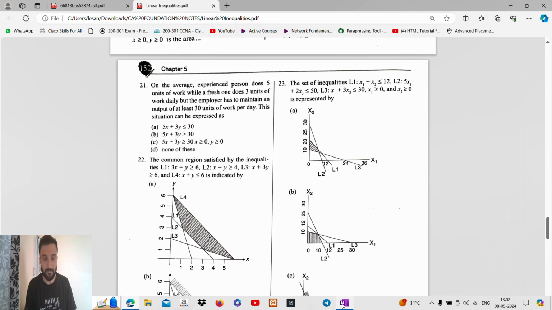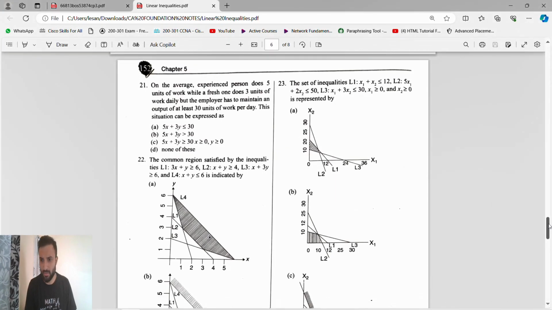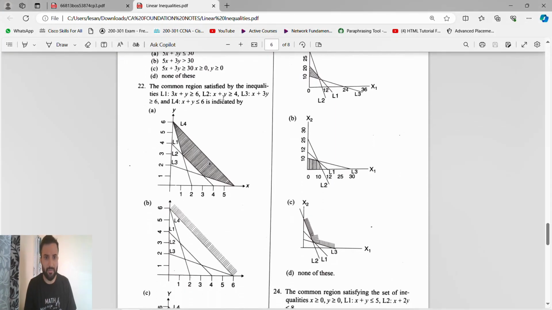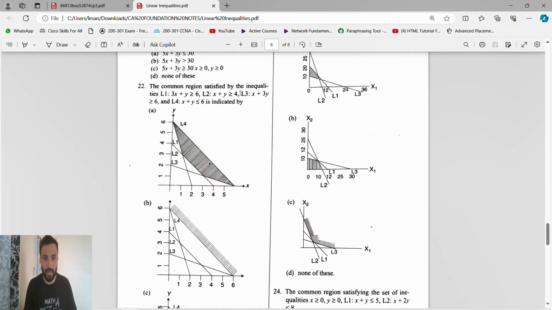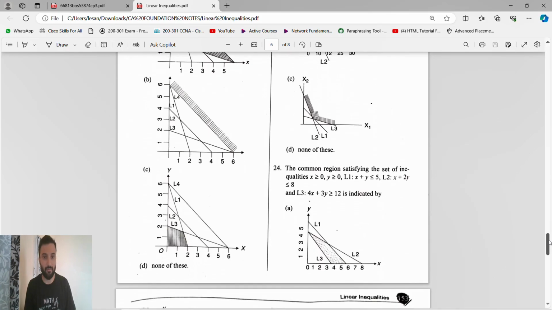Like this, guys, see this question number 22. They have given the equation. Line 1 is this equation, line 2 is this equation. Then line 3 has this equation, line 4 has this equation. Means they will give the equations. From the equation we have to find which is the correct graph.